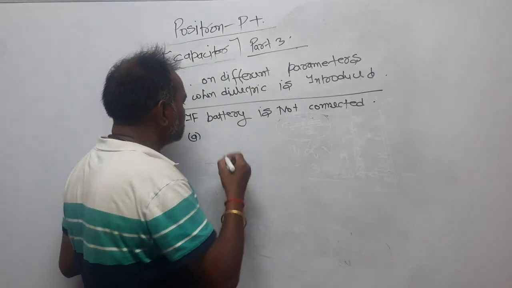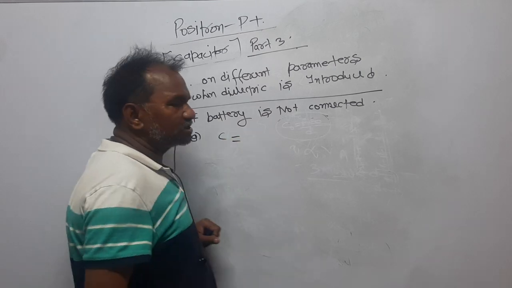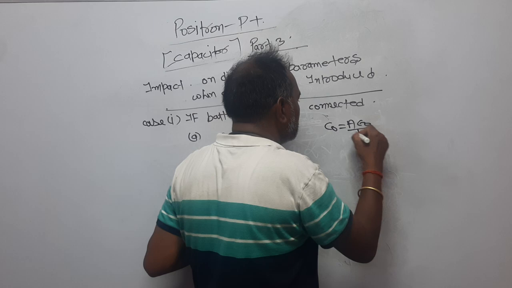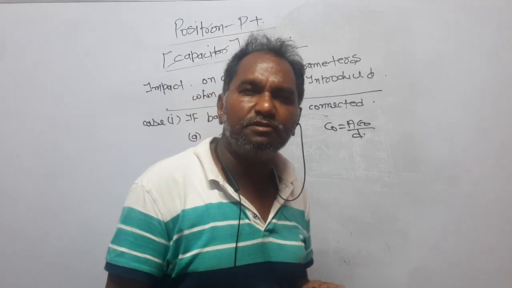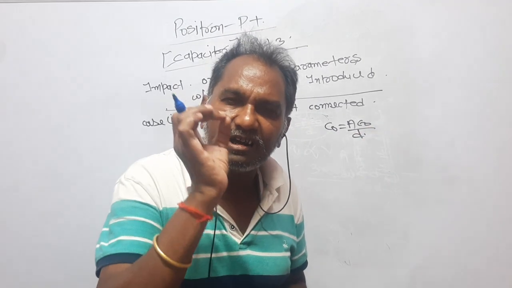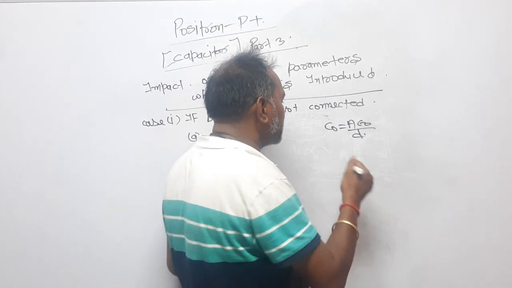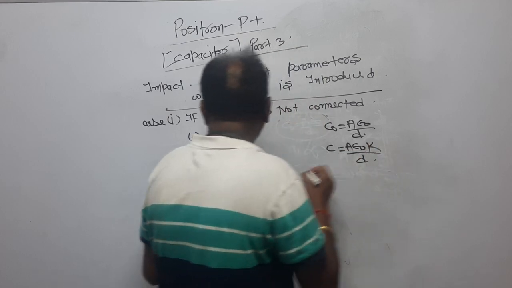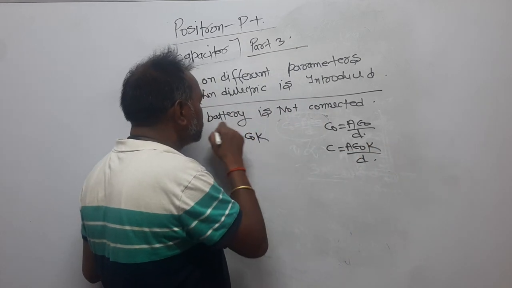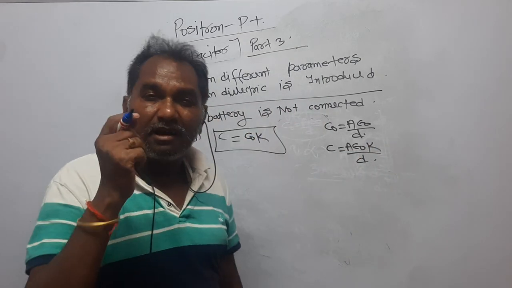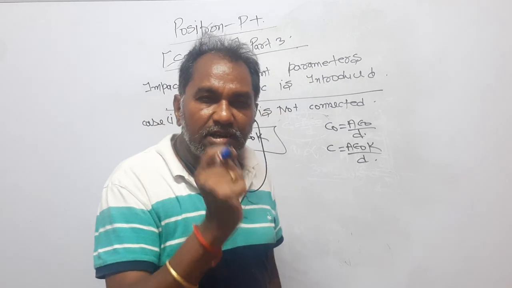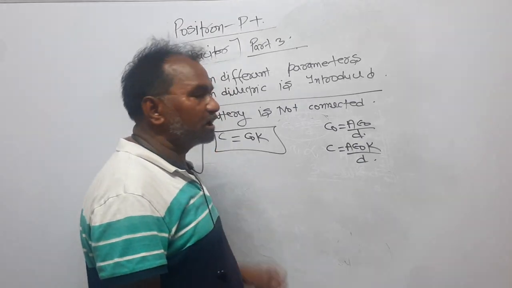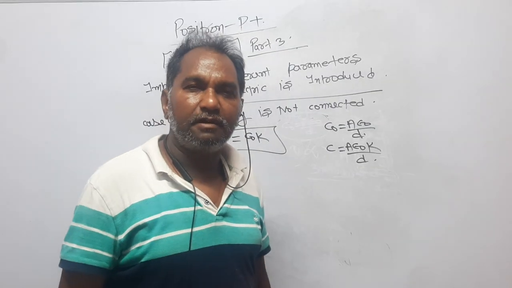So what happens if you introduce a dielectric? C naught is equal to A epsilon naught upon D. If a dielectric is introduced between the plates of the capacitor, whether it is connected with the battery or not, no matter, C will become A epsilon naught K upon D. It means C is equal to C naught into K, where C naught is the capacitance of the parallel plate capacitor when it is air filled, and C is the dielectric filled parallel plate capacitor.